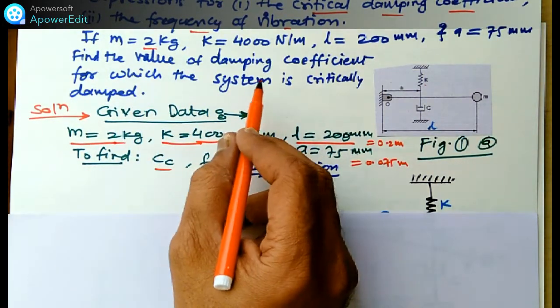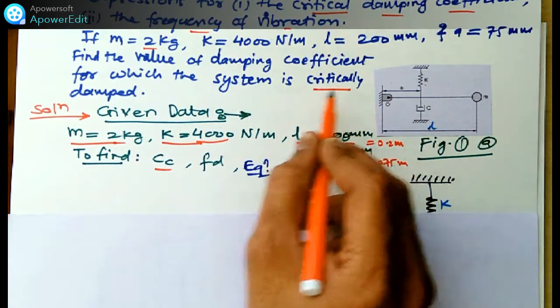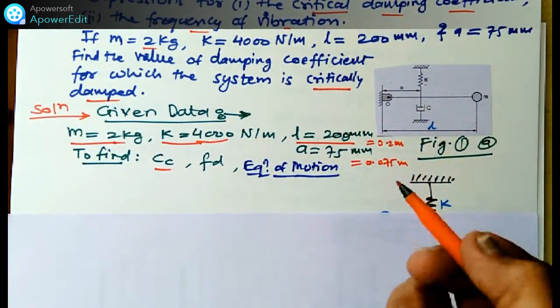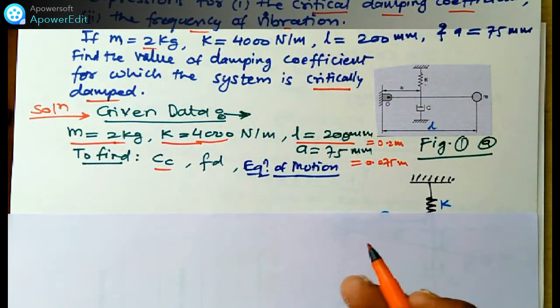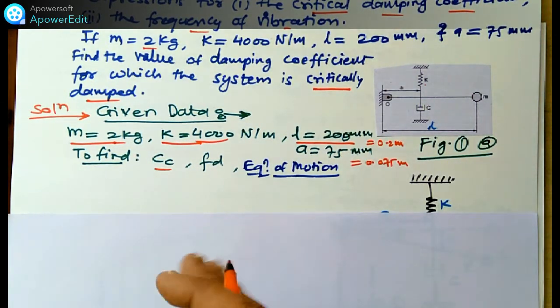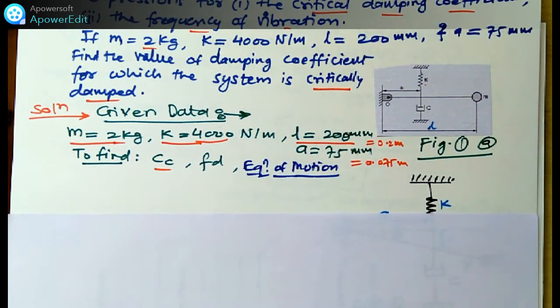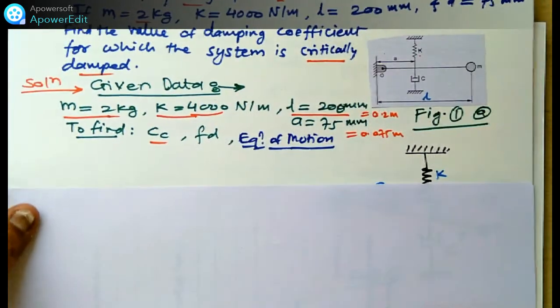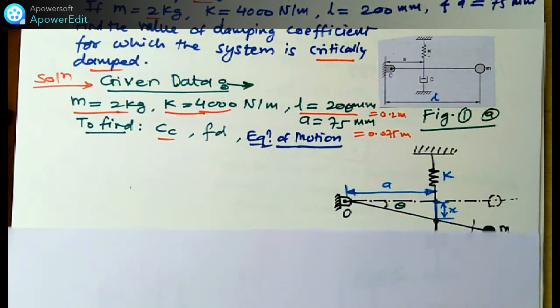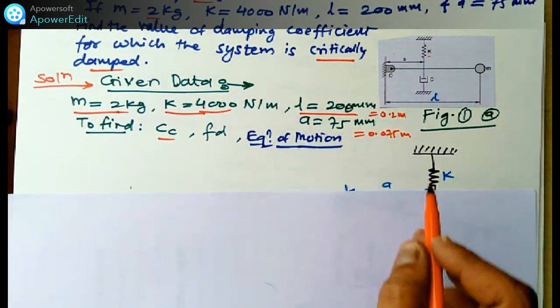So find the value of the damping coefficient for which the system is critically damped. That is the actual condition given. There may be three conditions: over damped, critically damped, under damped. What will happen, we will see in the numerical, so watch the full video. Friends, we have to find the equation of motion for this system.